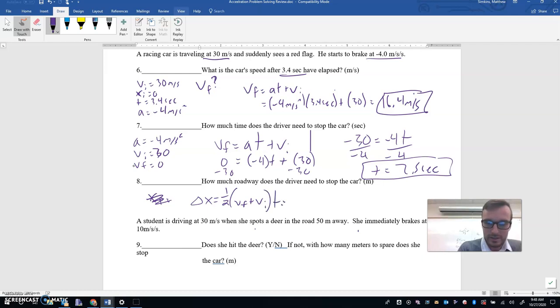So I'm going to use this one, and we'd say 1/2. All right. So we got V final, which is going to be 0 because we got to stop, plus V initial, which was 30 because that's how fast we're going when we hit the brakes, and it took us 7.5 seconds to stop. So 30 times 1/2 times 7.5 equals 112.5 meters.